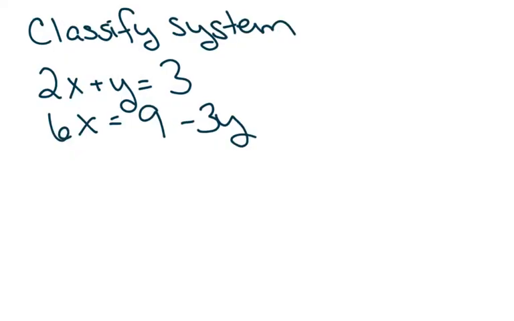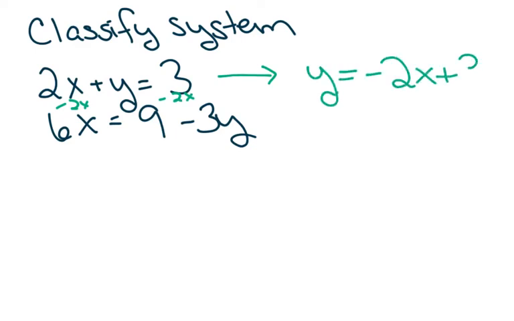All right, classifying our systems. That means, do we have one solution, do we have no solution, or do we have infinitely many solutions? When you're classifying these systems, first thing is, again, let's use the same strategy as when we're graphing. Let's get them into y equals, please. I'd have to minus the 2x, minus the 2x. So that first one would read y equals negative 2x plus 3.